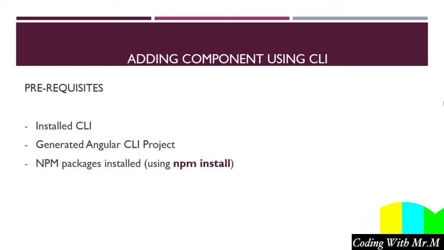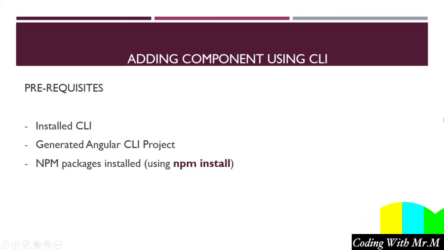In this part of the component section, we will discuss how to create a component using Angular CLI. Some of the prerequisites to create a component are that we should have an installed CLI, of course. We also need to have a generated Angular project so that inside that project you are able to create the new component. We also need to have some npm packages installed. If not installed, you can install them using the npm install command on the CLI.